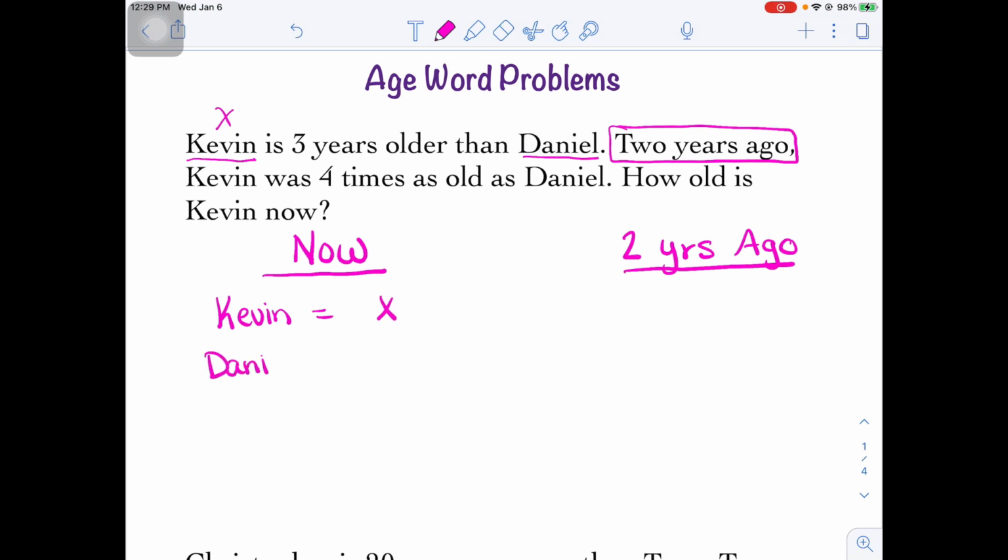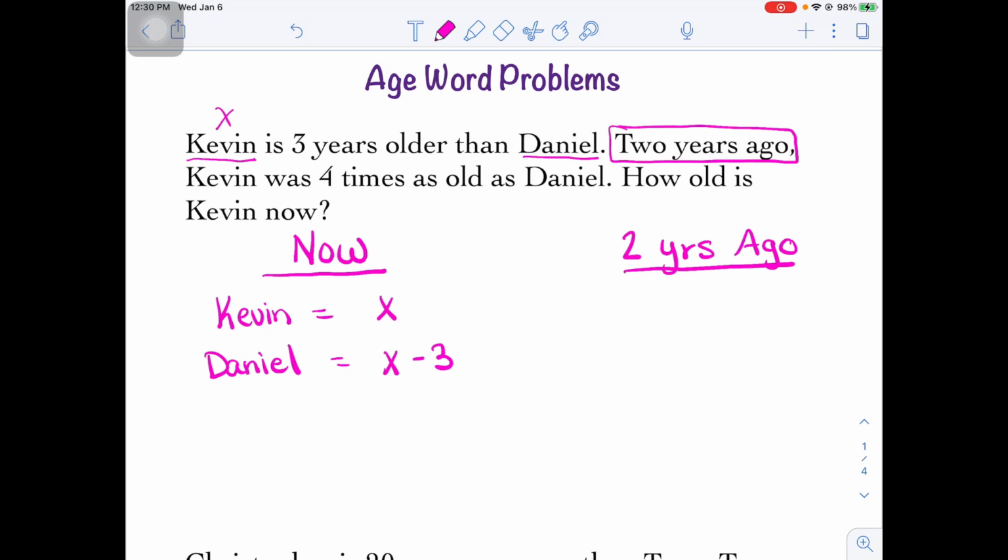Now, we need something for Daniel. Well, we know that Daniel is 3 years younger than Kevin because Kevin is 3 years older than Daniel. So we can think, whatever Kevin's age is, minus 3, we could call Daniel. For example, if Kevin was 10, then Daniel will be 7. So 10 minus 3 would be 7. We don't know Kevin's age, so that's why we're using X, and Daniel is X minus 3.